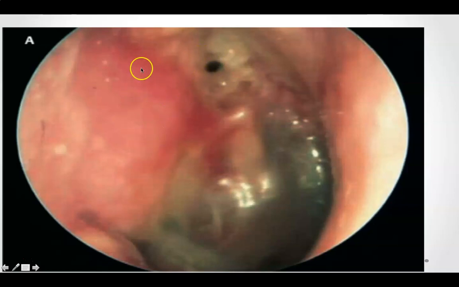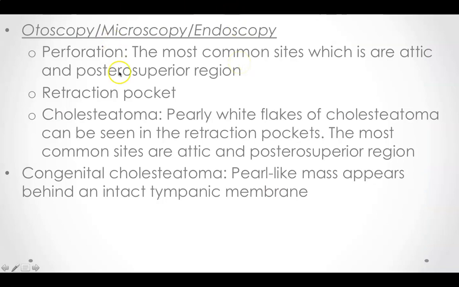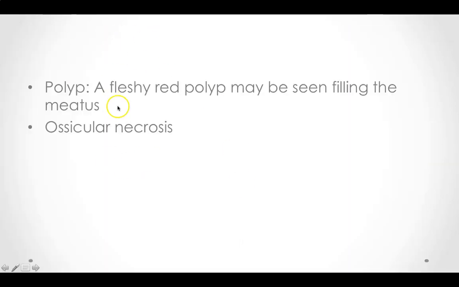And here you can see some granulation tissue. This whitish thing could be cholesteatoma. So we look for perforation, we look for retraction pocket, we look for cholesteatoma. Cholesteatoma will be pearly white flakes. The most common site is the attic and posterior superior region. In congenital cholesteatoma, we see a pearl-like mass that appears behind the intact tympanic membrane. Now, a polyp can be a fleshy red polyp, which may be seen filling the meatus, and ossicular necrosis we can also see.